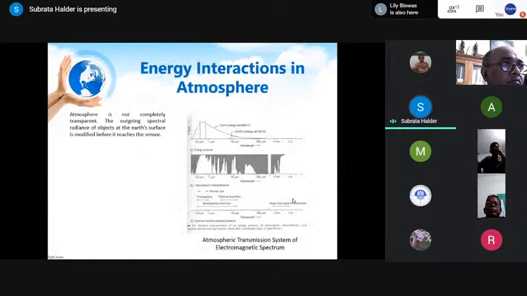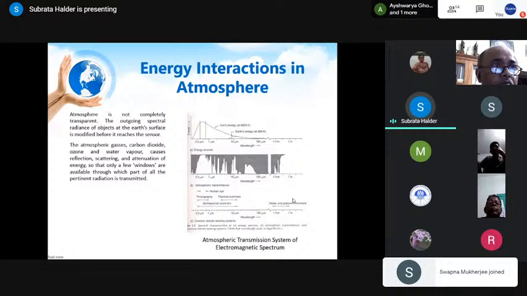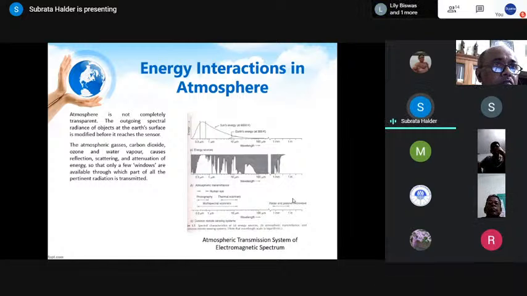Energy interactions in the atmosphere. The atmosphere is not completely transparent. The outgoing spectral radiance of an object at the Earth's surface is modified before it reaches the sensor. The atmospheric gases, carbon dioxide, ozone and water vapor, cause reflection, scattering, and attenuation of energy, so that only a few windows are available through which part of the pertinent radiation is transmitted.